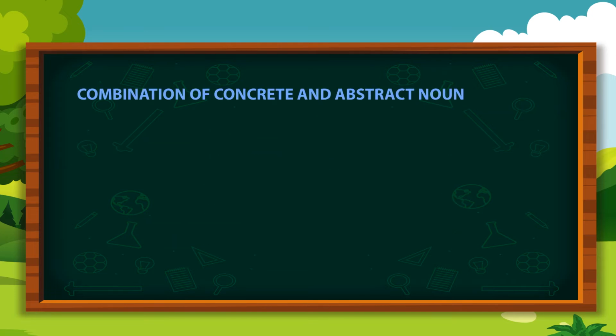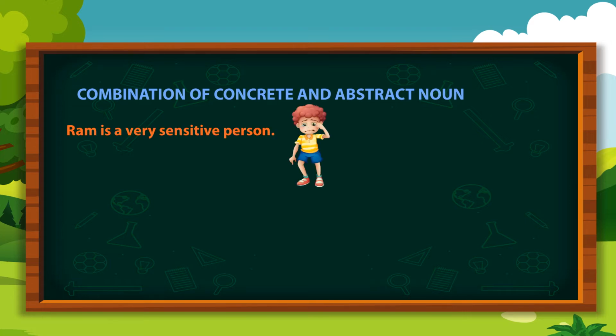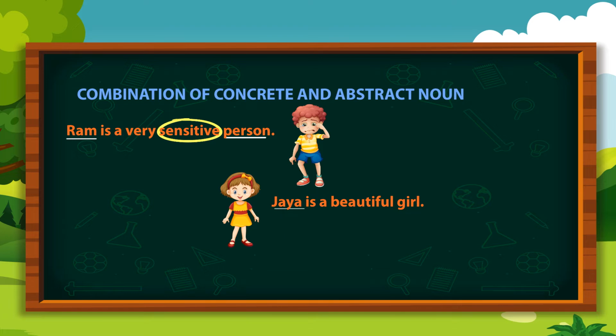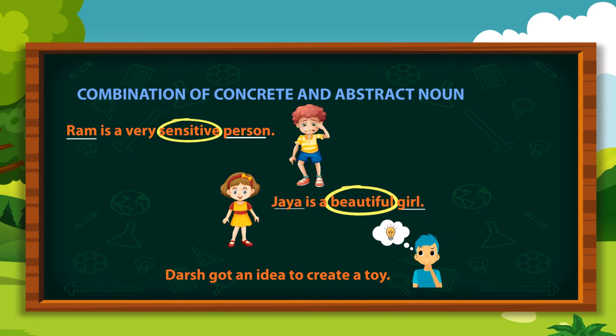Now let's see a combination of both concrete and abstract nouns. Ram is a very sensitive person. Here, Ram and person both are concrete nouns and sensitive is an abstract noun. Jaya is a beautiful girl. Here, Jaya and girl both are concrete nouns and beautiful is an abstract noun. Darsh got an idea to create a toy. Here, Darsh and toy both are concrete nouns and idea is an abstract noun.